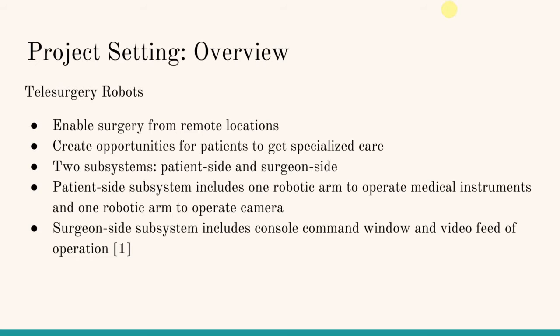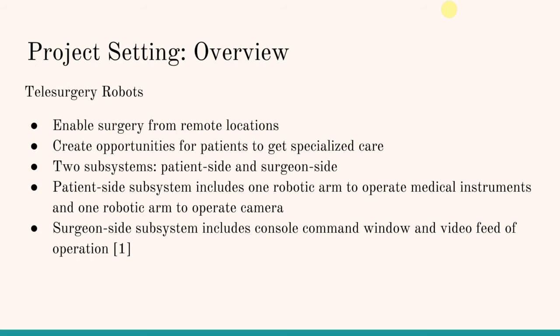Telesurgery robots are complex machines which interface a surgeon-side subsystem with a patient-side subsystem to successfully perform surgery. Typically, the surgeon sends instructions through a console on the surgeon-side subsystem, and two robotic arms in the patient-side subsystem respond to the console commands. One robotic arm operates medical equipment, and the other robotic arm operates a camera, which feeds video signals back to the surgeon-side subsystem. Together, the two subsystems create a device which enables surgeons to remotely perform operations around the world.